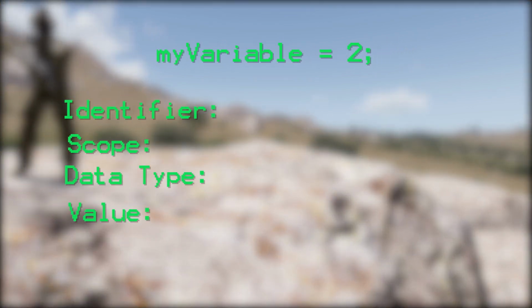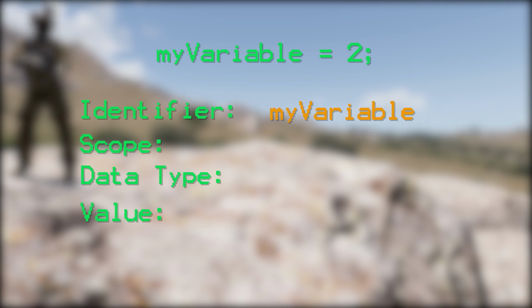Okay, so let's say I've created a new variable called myVariable. The identifier is myVariable. The scope is global because it's available to everything on that client computer. The data type was number and the value was 2.